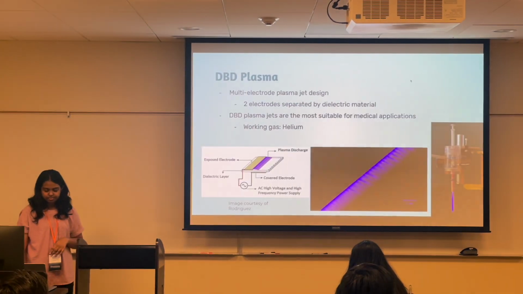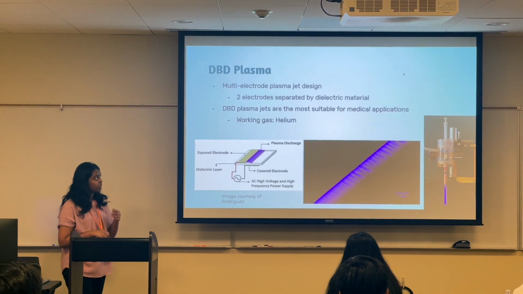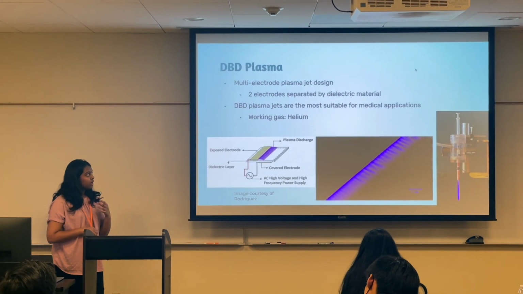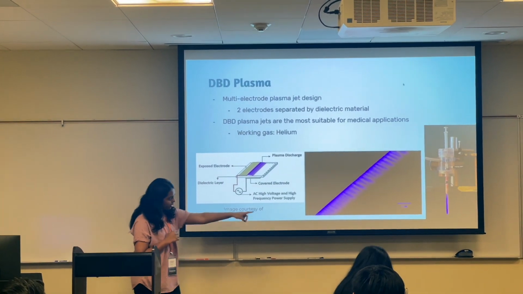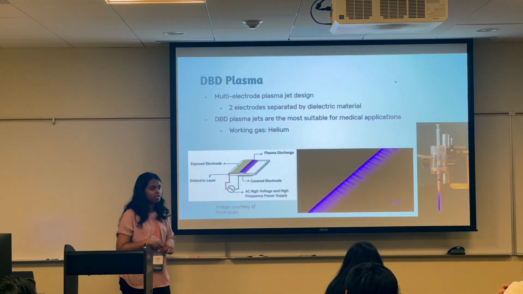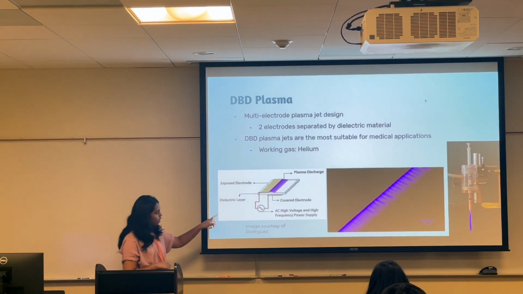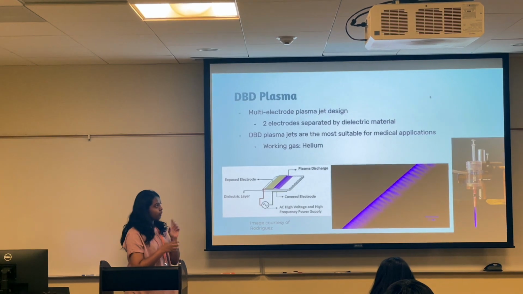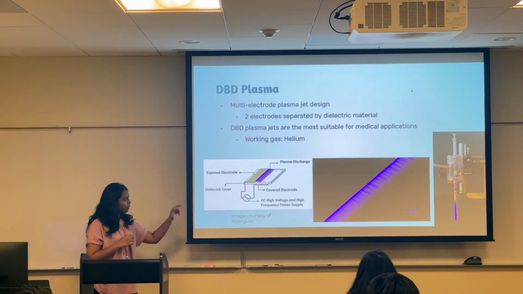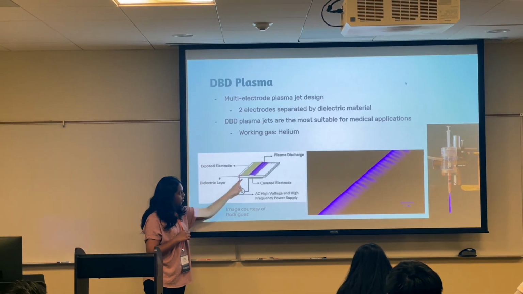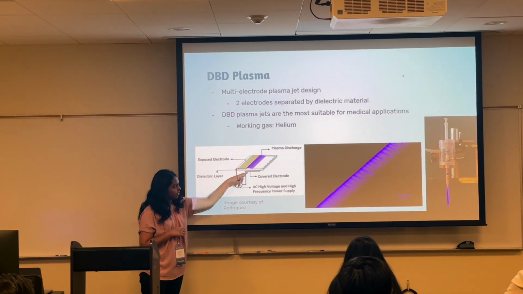low temperatures. So for our experiment, we decided to use a multi-electrode plasma jet designed with two electrodes separated by a dielectric material. So that over there on the bottom right of this presentation is the multi-electrode plasma torch, and this over here is a good representation of how the separation of dielectric material goes. So we have over here our dielectric material, and on both sides we have an electrode, and this is the plasma that's coming out.